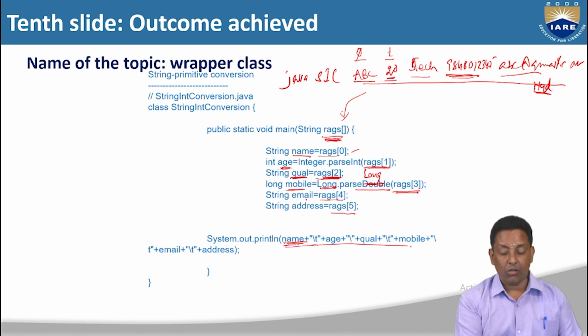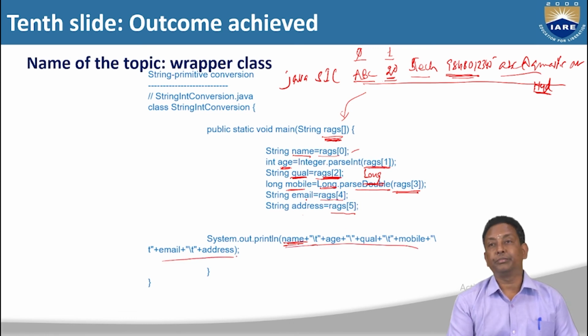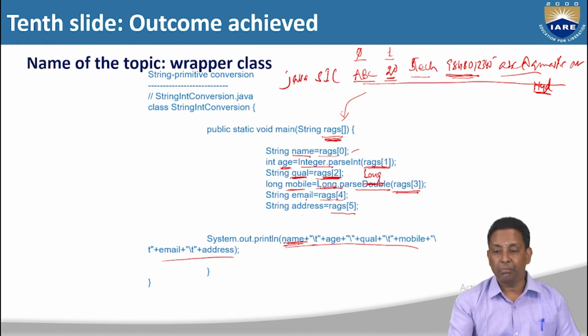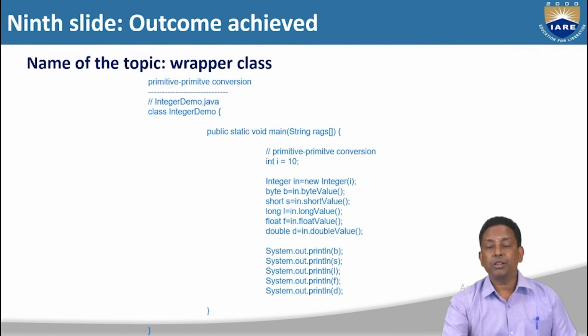So finally we are printing all the values here. So how is this done? Using the Integer and Long wrapper classes, we are converting string values into primitives. This is primitive to primitive conversion.